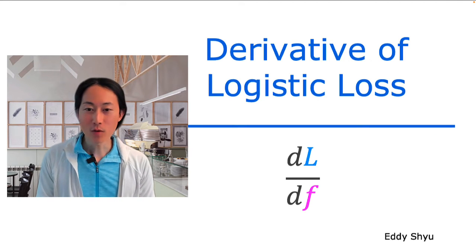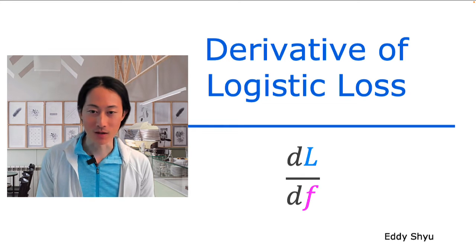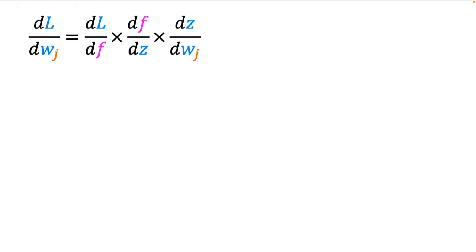We just have one more derivative to calculate, which is the derivative of the loss with respect to f. So let's take a look. Okay, so one more derivative to go, and that's this one right here, the derivative of the loss with respect to f. And this is the expression that we're expecting to find at the end of the derivation. So how do we get there?